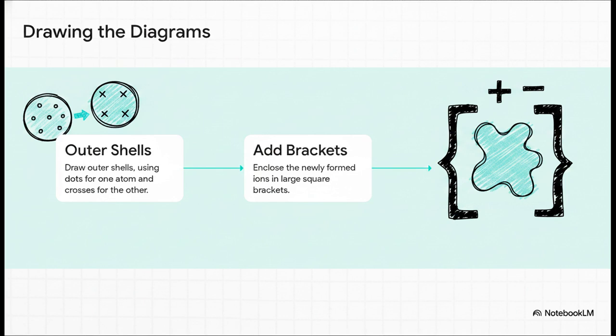Step 1. Just draw the outer electron shells, using dots for one atom's electrons and crosses for the other. Step 2. Enclose your brand new, highly stable ions in large square brackets. And Step 3. You absolutely must write the overall charge clearly in the top right corner.